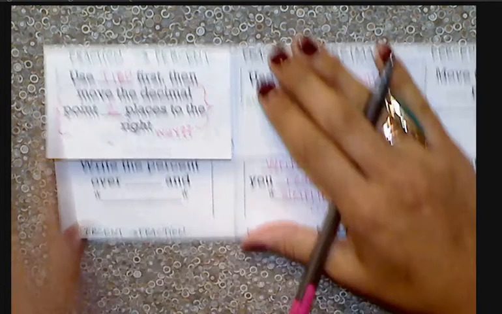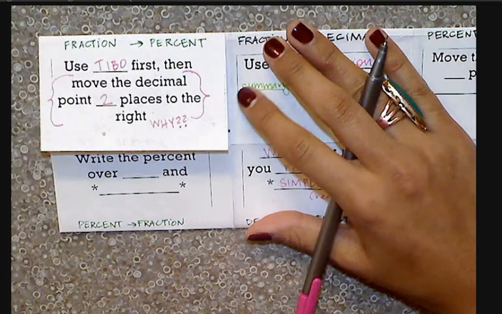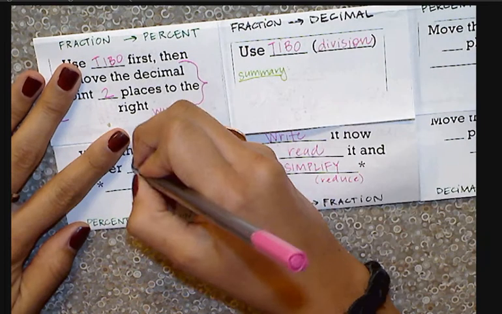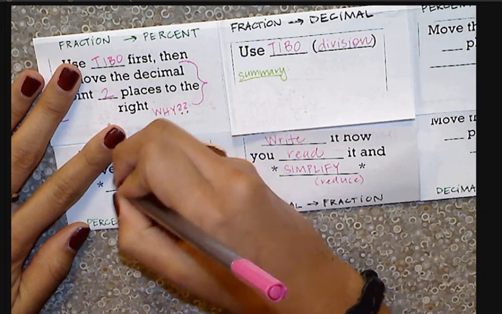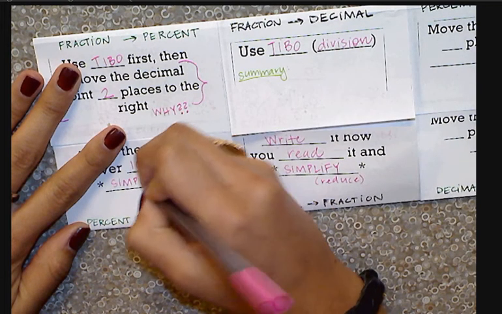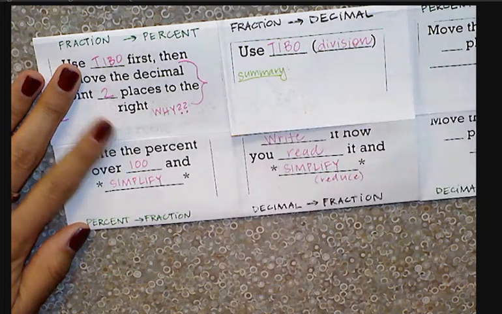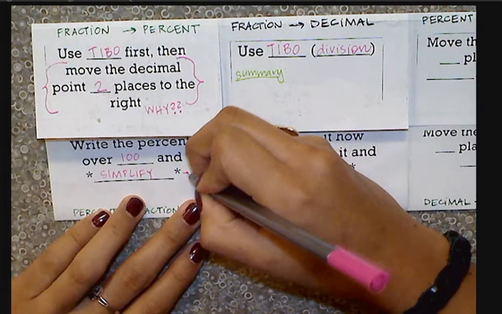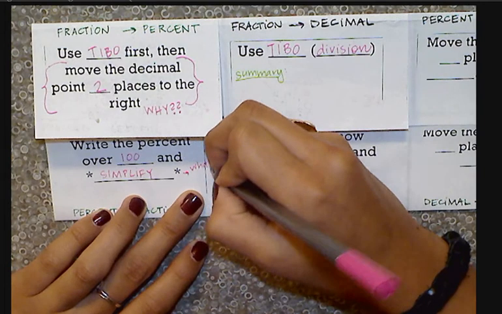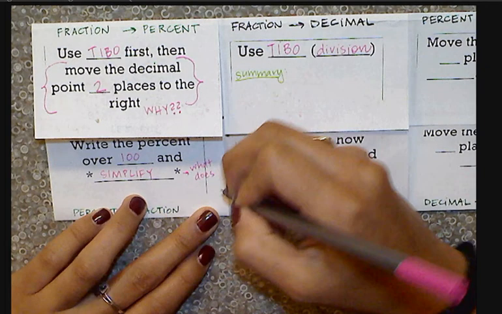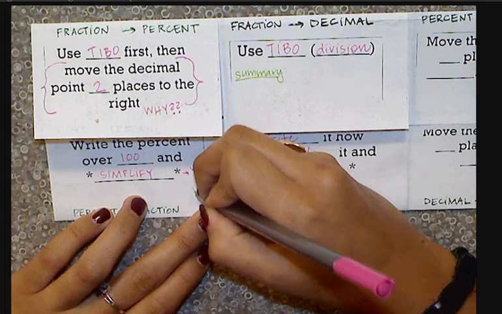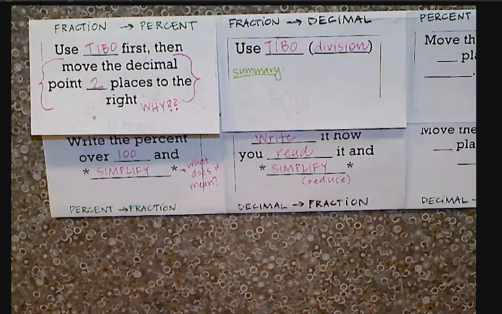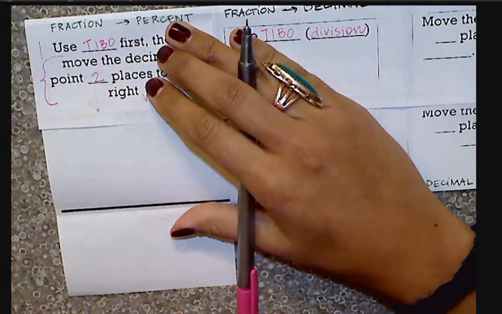Okay, close that. Now we're going to do percent to fraction. Percent to fraction, write the percent over 100 and simplify. Simplify, okay? For homework, I want you to write, what does simplify mean? Because I'm sure that you've heard that before. What does it mean to simplify? Okay, you can just write it down here somewhere. And we're going to do our example.